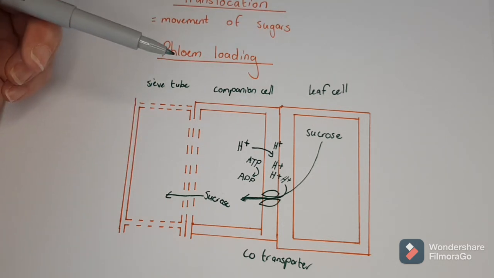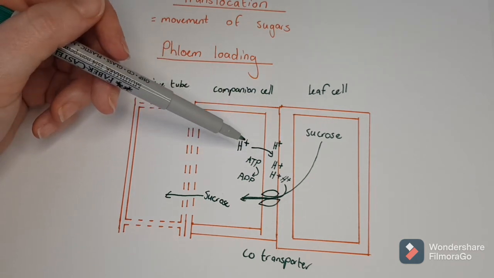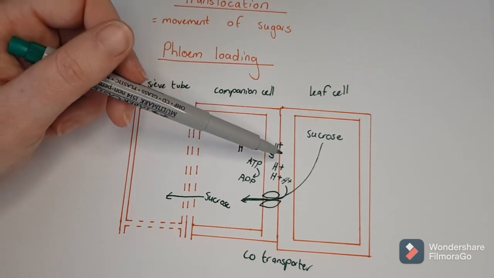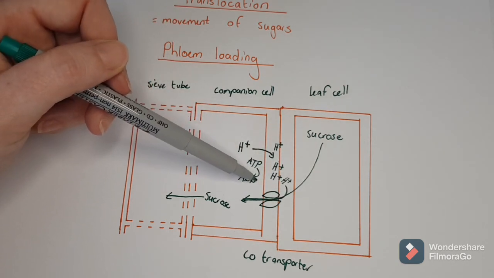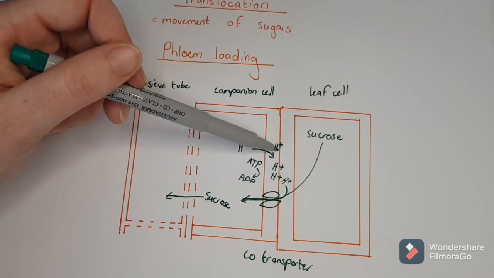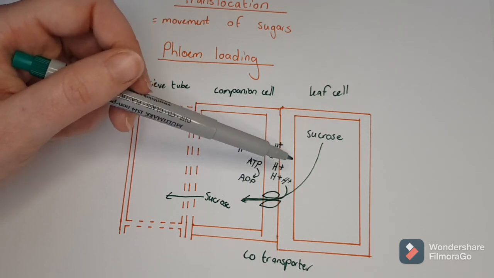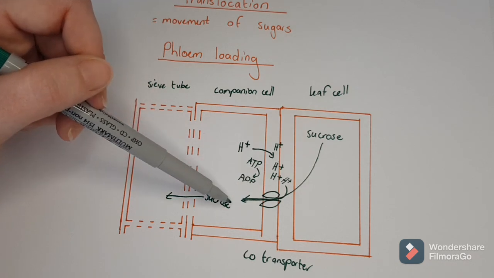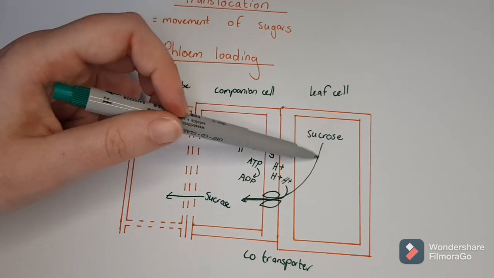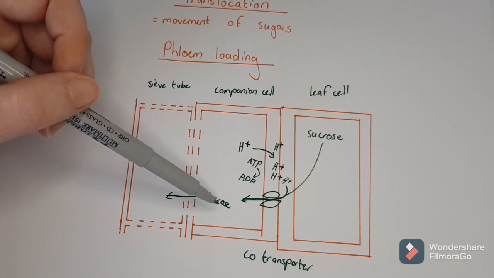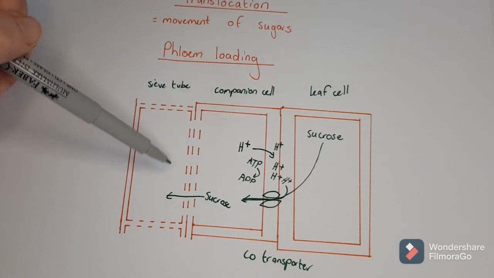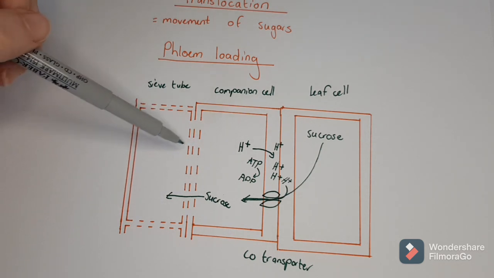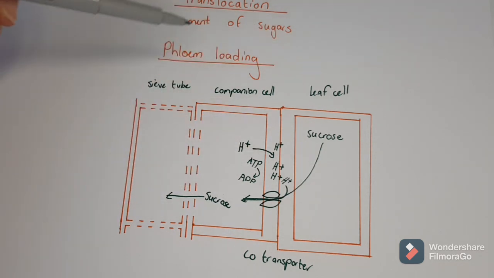So for phloem loading, we have hydrogen ions actively pumped out from the companion cell into the intermembrane space using ATP for energy until we have a high concentration in that space, and it diffuses back through a carrier protein and takes sucrose with it as a co-transporter, and then sucrose moves from the companion cell into the sieve tube via the plasmodesmata, and that's the process of phloem loading.